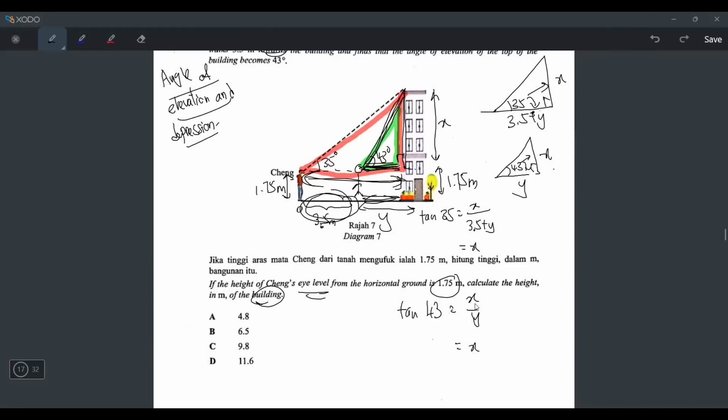And then I will try to find X from both of these. Or should I find Y? Okay, let's find X. So what is tangent 35 times 3.5? Let's press tangent 35 times 3.5. I get 2.4507, so 2.451, plus tangent 35 times Y, which is 0.70002Y.